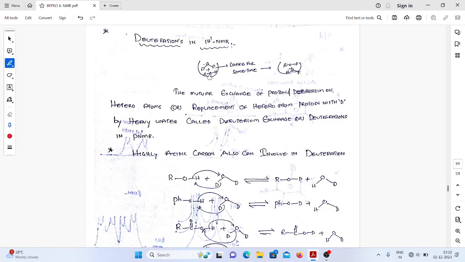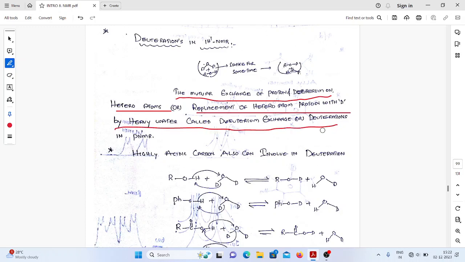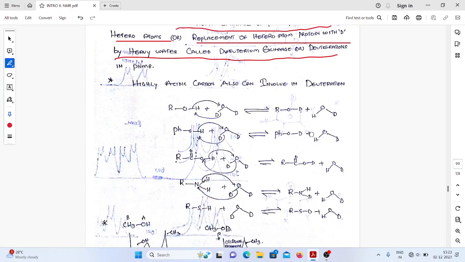Okay, so what is deuteration? The mutual exchange of proton and deuterium on heteroatoms. Otherwise, replacement of a heteroatom proton with deuterium by heavy water is commonly called deuterium exchange or deuteration. This is also possible in similar kinds of molecules: alcohols, acids, amines and thiols.